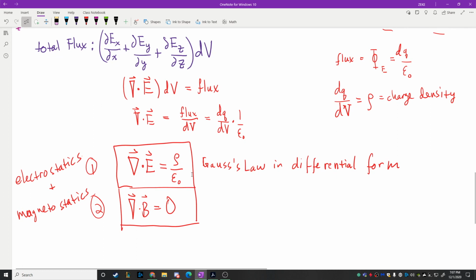Okay, so let's take a break for 10 minutes, and we'll come back and we'll do curl and the other two Maxwell equations. We'll also, if we have enough time, talk about Gauss's theorem and Stokes' theorem. Two things that you probably talked about in your math class, I'm pretty sure.